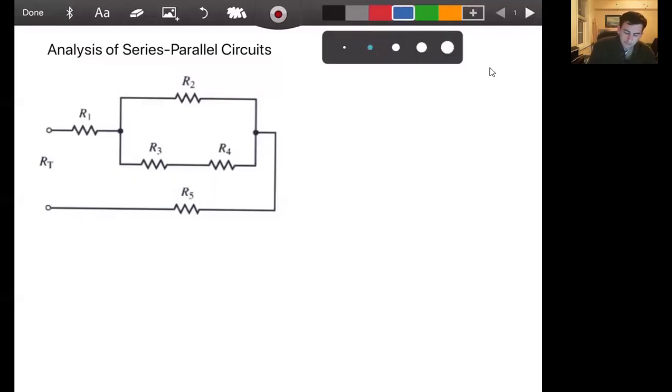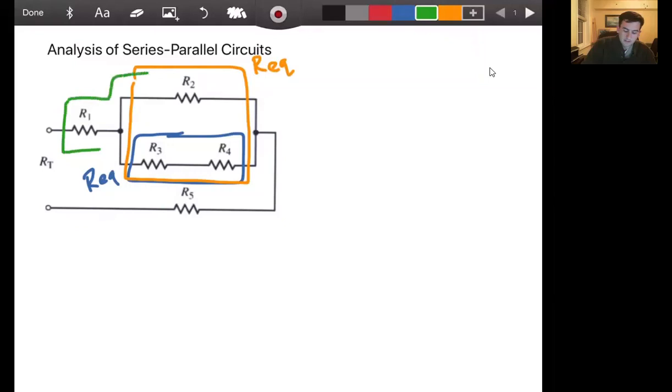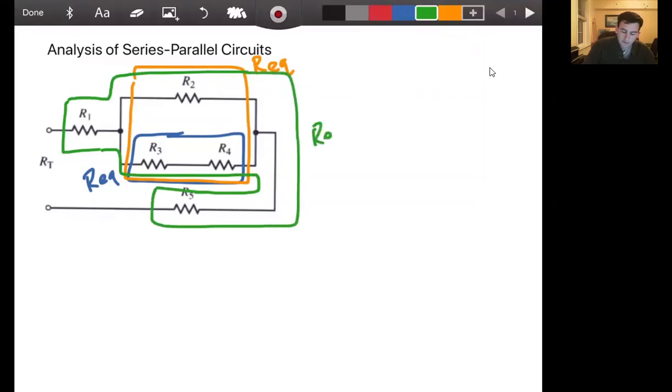First, we'll note that these 2 resistors are in series with one another. So we can have an R equivalent for those 2. Second thing you'll notice is that those 2 resistors are also in parallel with this resistor, R2. So we'll have an R equivalent for those. Then you'll notice that this resistor is in series with the combination of those 3 and with R5. So we have a third R equivalent.